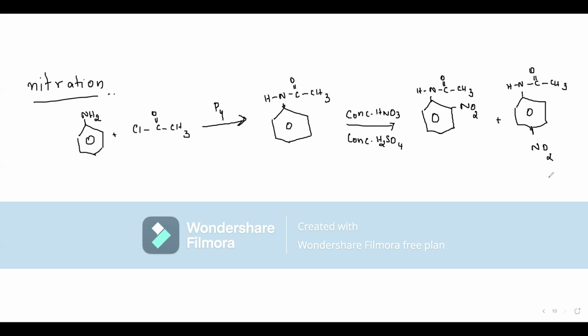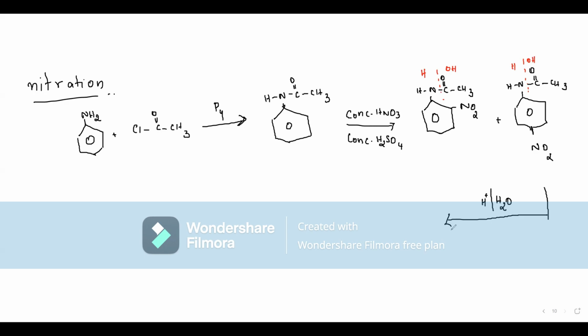So you are now getting orthonitro-acetanilide plus para-nitro-acetanilide. Now we need to get rid of that acetanilide part. So we will hydrolyze it. How do we hydrolyze? In presence of acid. Acid hydrolysis. As told earlier, the N and CO bond will be breaking. From water, H goes to nitrogen, OH goes to the carbon.